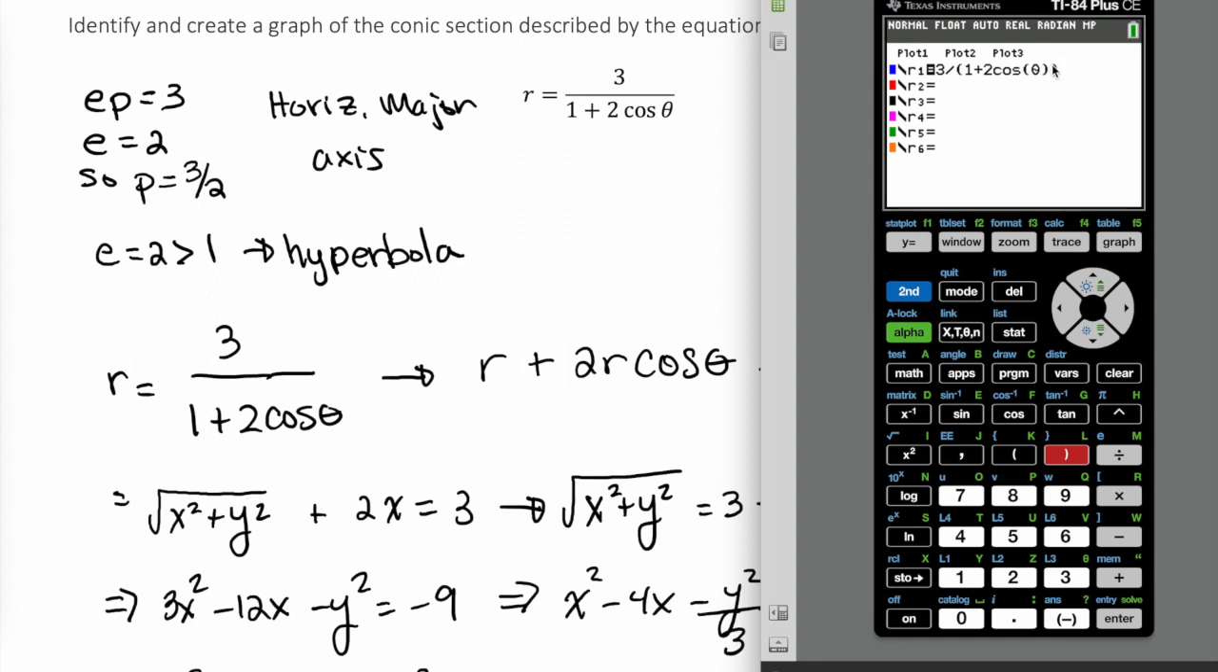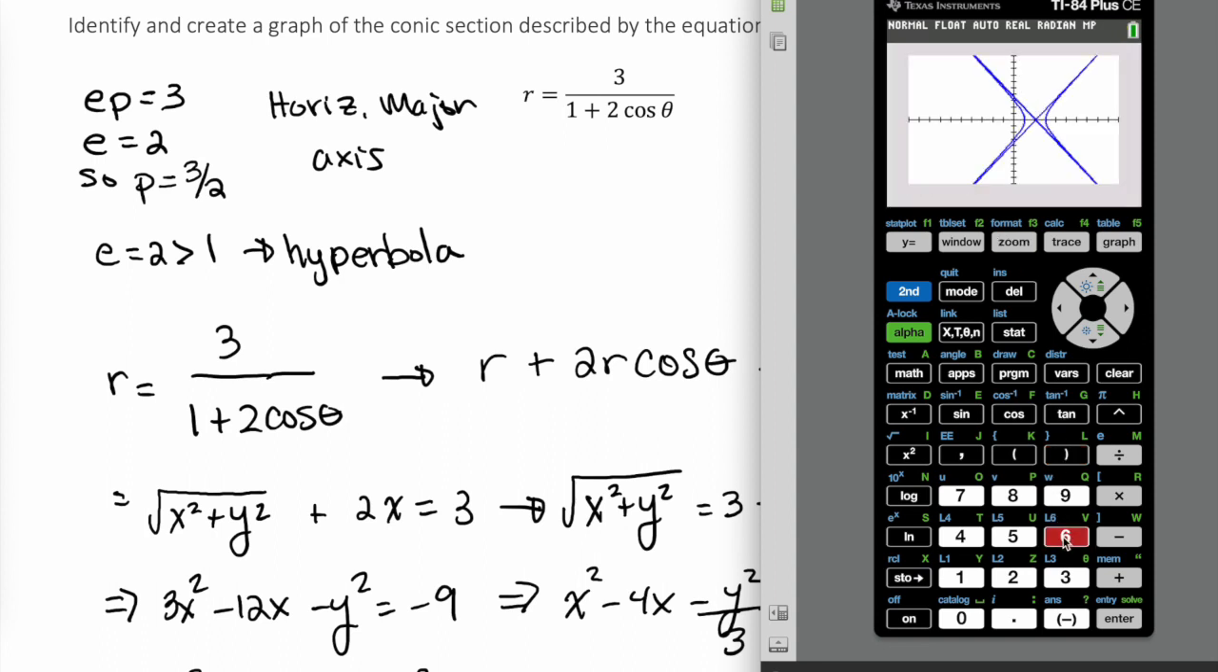Make sure that you have 2 parentheses here because you have the closed parentheses for theta, but then you should have the closed parentheses for the entire denominator. Now I'm going to start with zoom 6, which is our zoom standard from minus 10 to 10 on both axes, and we can adjust it from there if we need to. There's the hyperbola that we just identified.